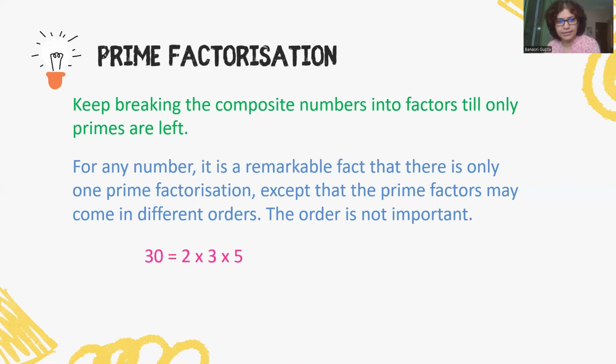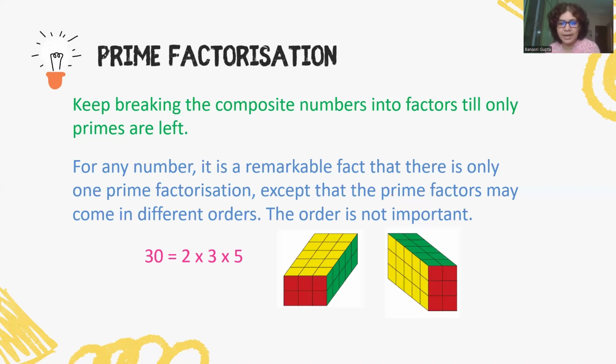Break 30, then you get 2 into 3 into 5. Now you can put it in any order, doesn't matter. But the final product will be same. If you do 2 into 3 into 5, that is same as 5 into 2 into 3 or 3 into 5 into 2. The order doesn't matter, right? So whenever we do a prime factorization of any number, it will be unique if you don't consider the order.